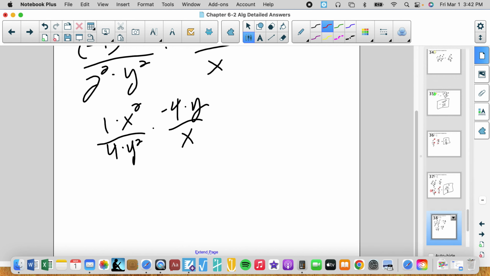We got to cancel. We have an x canceling with one of those. We have a y canceling with one of those. We have a 4 canceling with the -4, which leaves us a -1. Lots of stuff out there to get lost. So it's negative x over y.